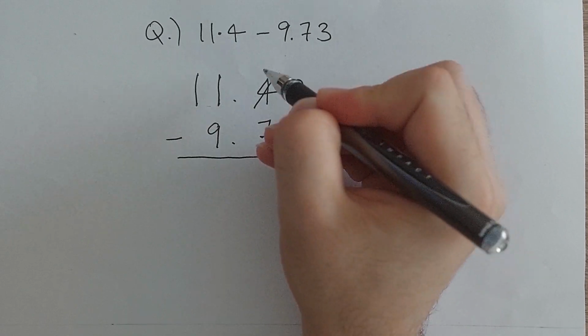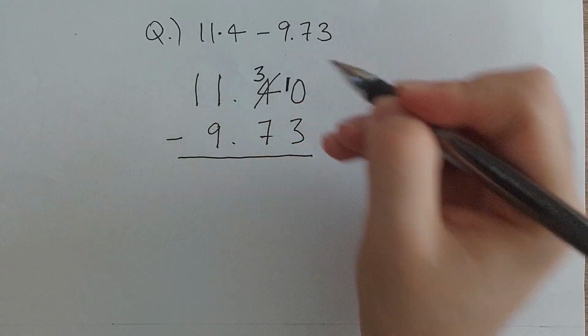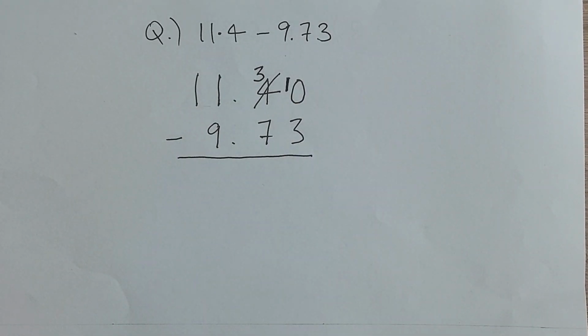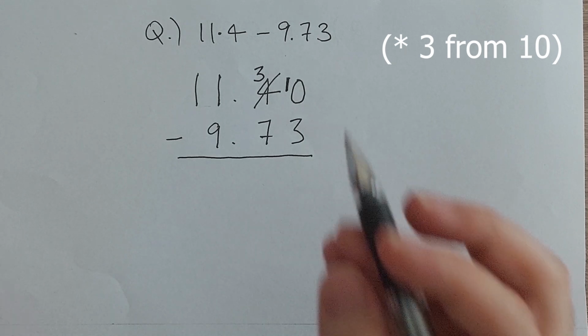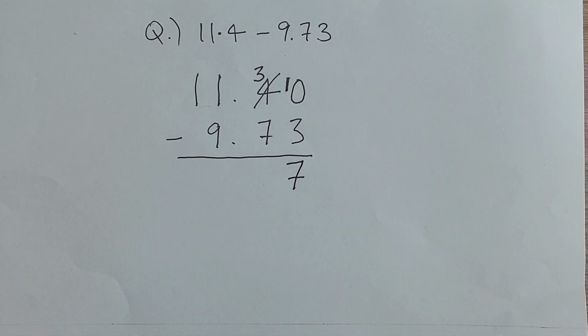We subtract 1 from 4 and make it 3. The one that we subtract from the 4 goes here, and now this has become 10. Now we can subtract 3 from 10 because it is greater than 3. So 10 minus 3 is 7. Now let's move on to the digit to the left.